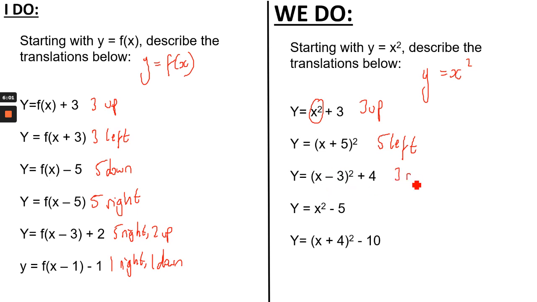This one is going to be 3 right, 4 up. This one's outside of the x squared, so that's just going to be moved 5 down. And this one is going to be 4 left and 10 down.